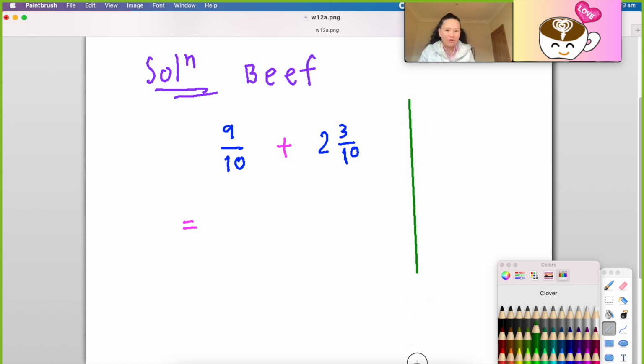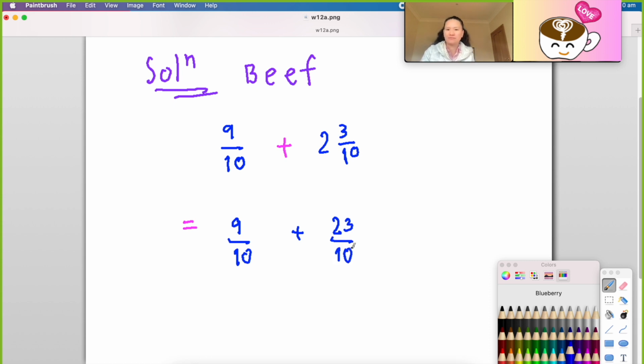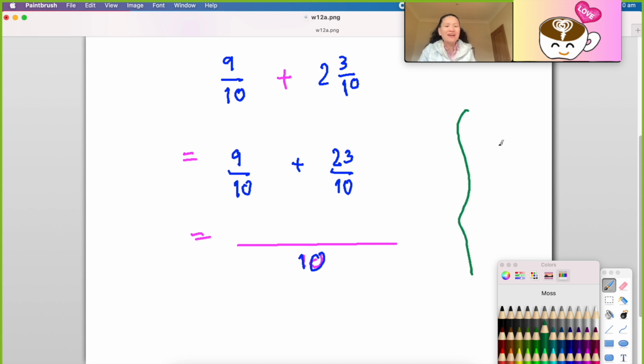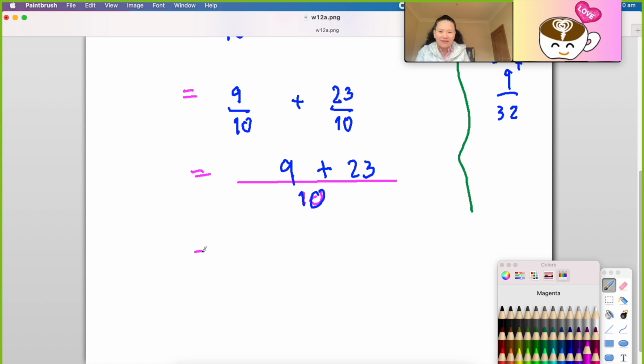Let's go next. So it equals. Again, on the right side is our workout, if we need it, but maybe we don't need it. 9 out of 10 is still 9 out of 10. And then we plus 10 times 2 is 20. 20 plus 3 is 23 out of 10. Obviously I know the denominator is 10. What is 9 plus 23? 23 plus 9 equals 32.